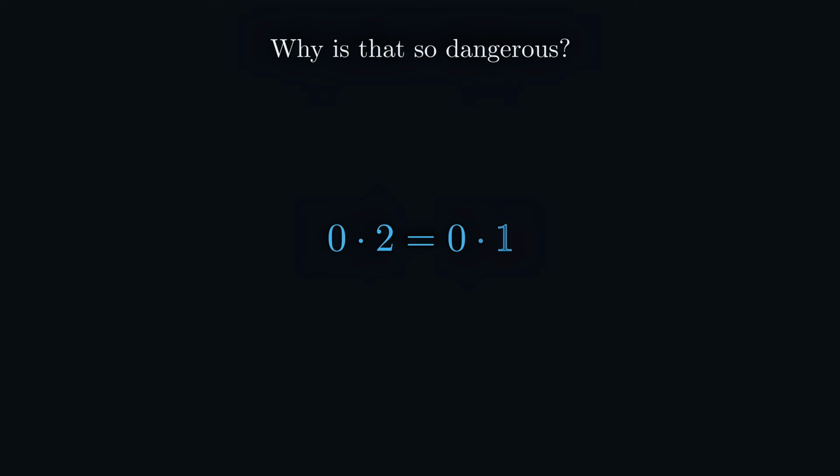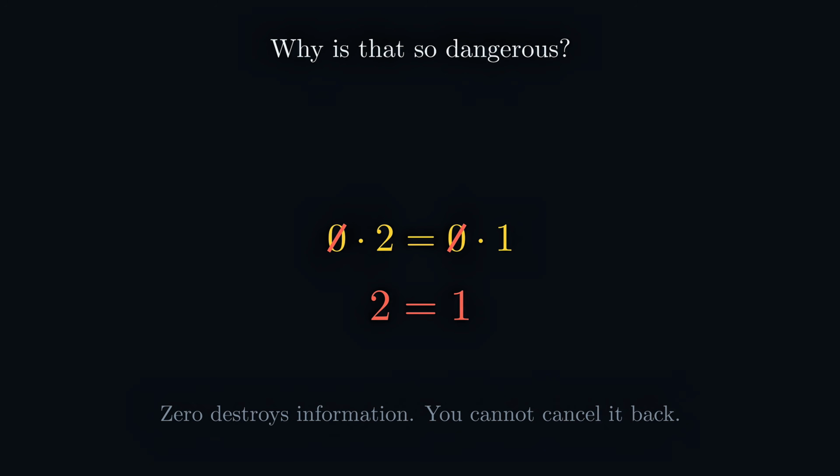but why is that so dangerous, what we just did? Well, 0 times 2 equals 0 times 1, which means 0 equals 0. However, when we cancel those zeros, we get 2 equals 1, which isn't true, and which is why we can't divide by 0 in mathematics. It just gives us false results. 0 destroys information and gets rid of it. You can't just cancel it back like that. That's how silly mistakes give us contradictions. But don't worry, there are still plenty, if not more, visual proofs that can fool your eyes too.